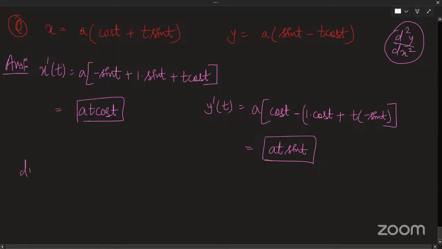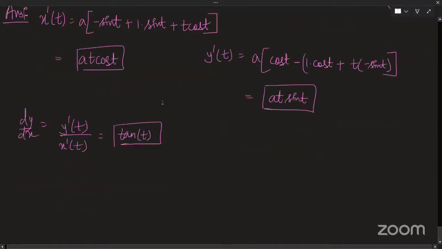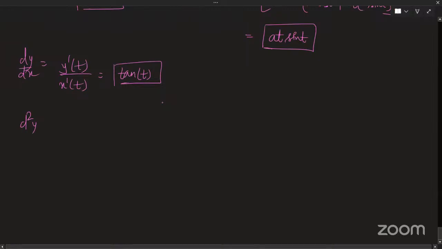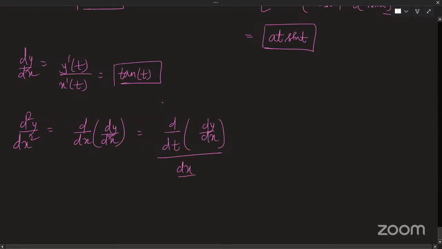So in order to calculate dy by dx, all you needed was y dash t by x dash t. So how much is it? Tan of t, just dividing these two things. Now in order to calculate d2y by dx square, you need to differentiate dy by dx with respect to x. So again, it can be written as d by dt of dy by dx divided by dx by dt. I have taken this dx to the denominator.